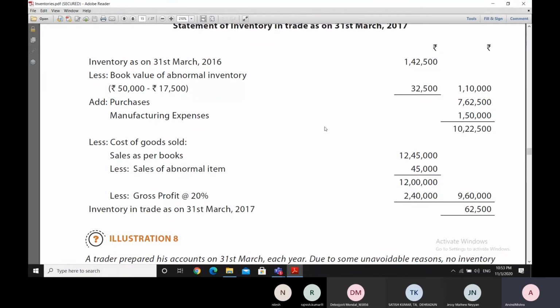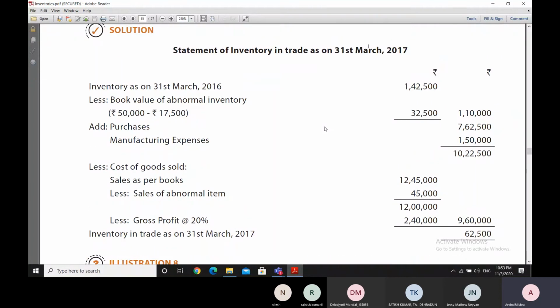And apart from that, in order to get the inventory valuation, we take the opening inventory, to that we add the purchases, to that we add the direct expenses, and then we reduce the cost of the goods sold. And when we reduce the cost of the goods sold, we get the closing inventory.